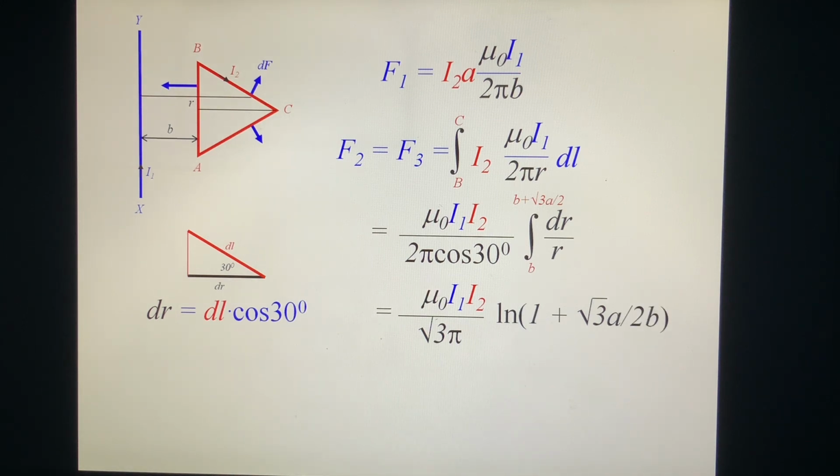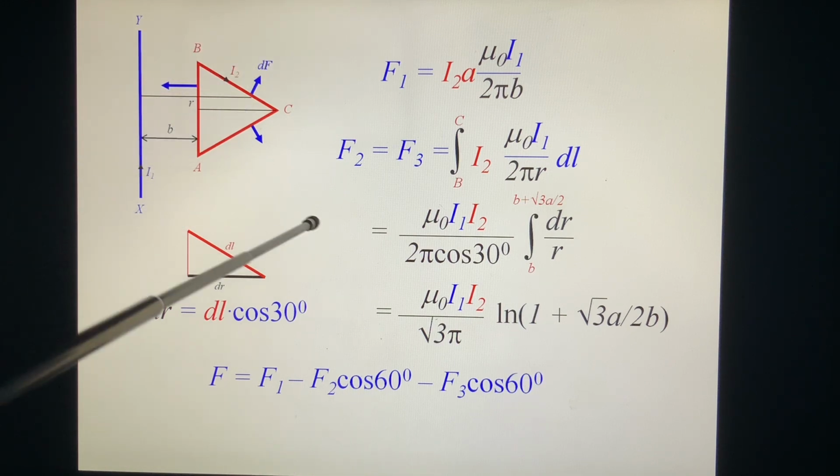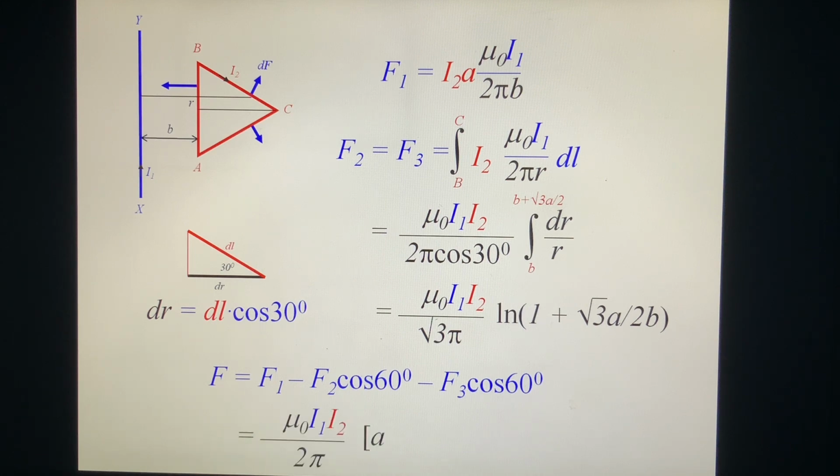And then finally, the total F equals this one minus these two components. So F equals F1 plus F2 cosine 60 degrees, plus F3 cosine 60 degrees. Finally, we get the answer. Okay.